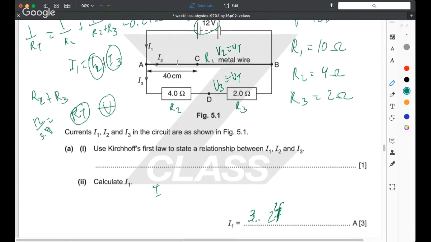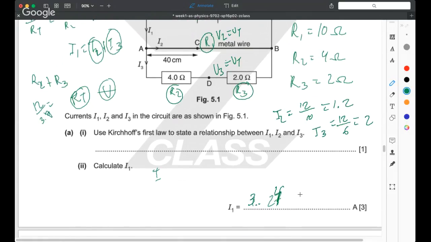You also have the resistance 1, the resistance 2 and the resistance 3. So how do you calculate I2 and I3? You divide 12 by each resistance. So 12 over 4 and 12 over 10 for I1, which is 1.2. And I3 is 12 over 6, which is 2. If you add them up, it's 3.2, which is what we have here. Yeah, 3.2 is practically the same.